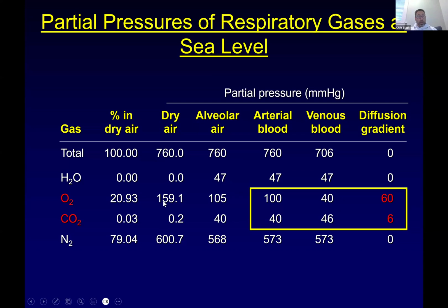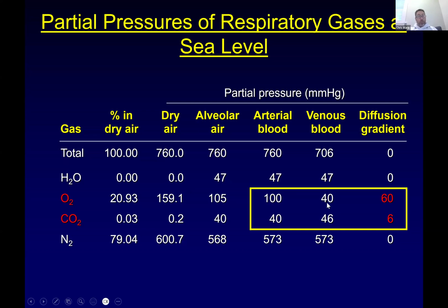We look in dry air. When the air makes it to the alveolar air, you're going to note that we have a lower oxygen partial pressure and actually a higher CO2 partial pressure. Most of this has to do with the fact that we are humidifying the air. And so as we dissolve oxygen into water, it's going to change the partial pressure a little bit. So what we're going to see is that O2 partial pressure in alveolar air is about 105.